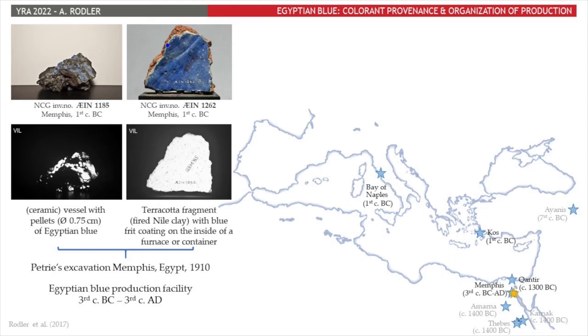So these were excavated during Petrie's excavations at Memphis in 1910 and belonged to the production facility that was likely active between the 3rd century BC and the 3rd century AD.